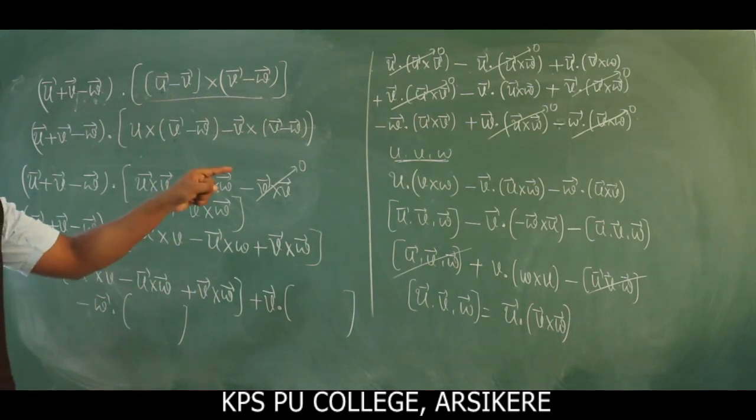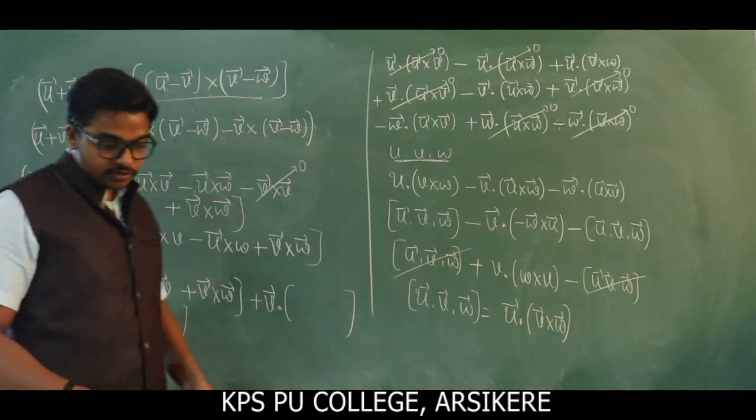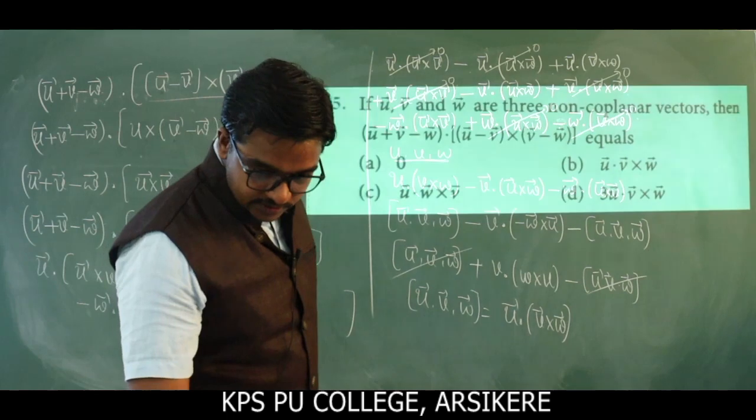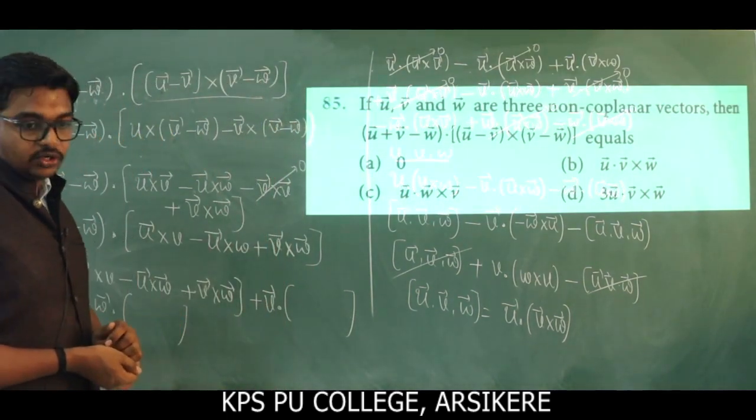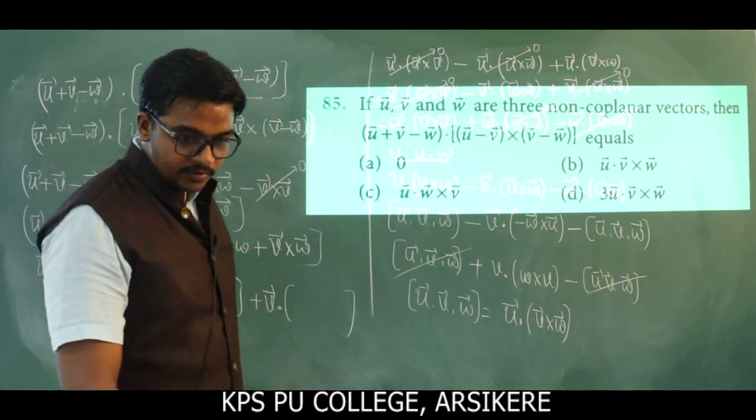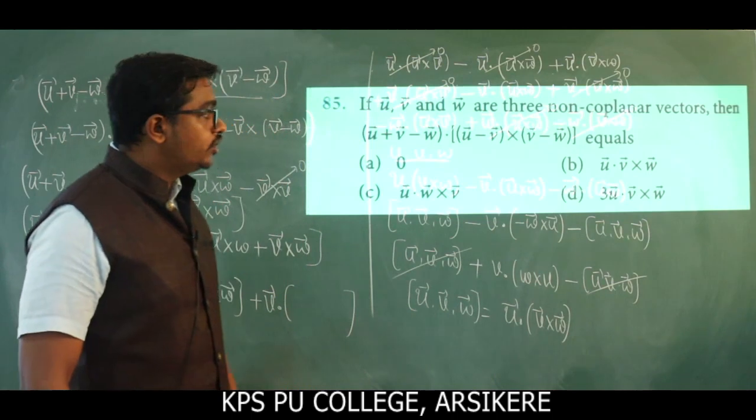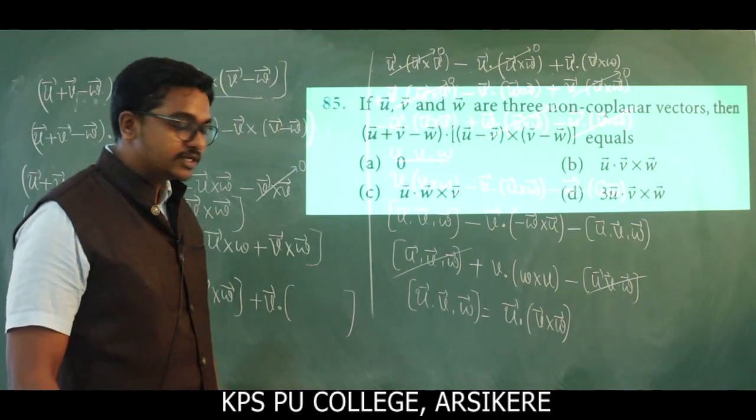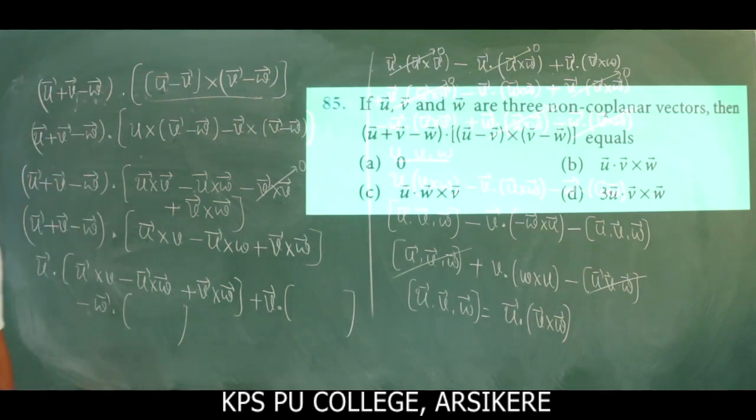Do you understand, children? Take a pause and note down all the things I have written here. So let us observe the options here. So we have u dot v cross w, that is our right answer. For this question, option B is the right answer.